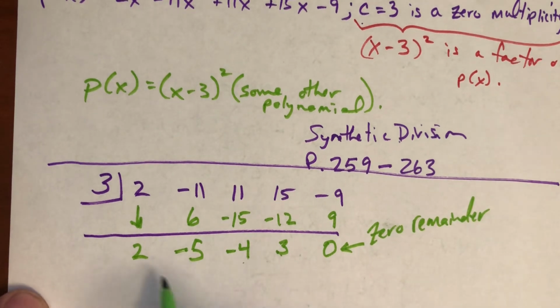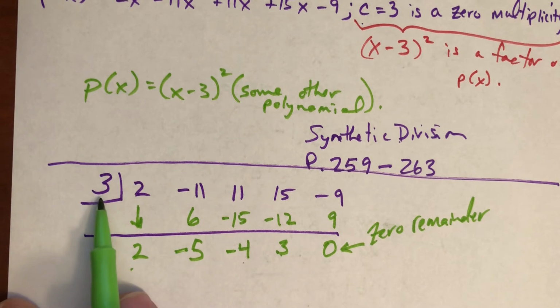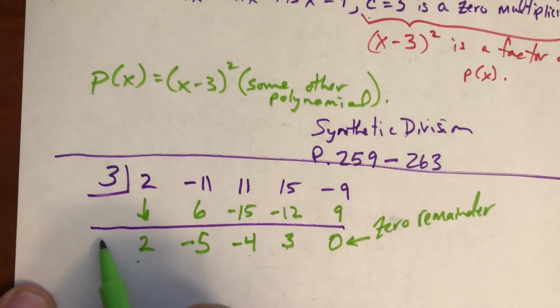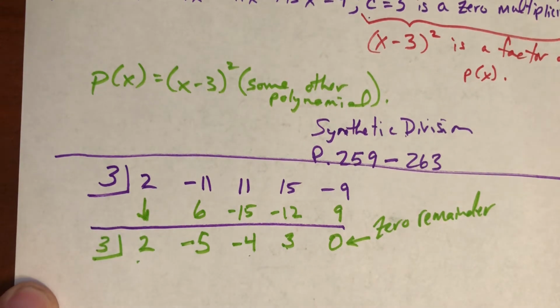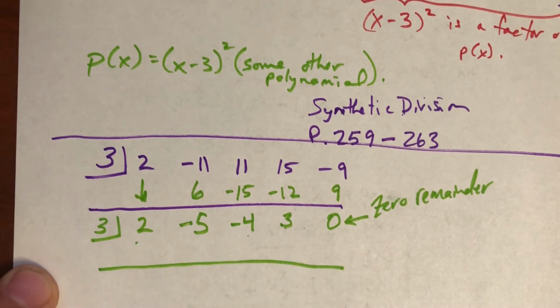Okay, so now this is not what we wanted. We only divided by x minus 3 once. We want to divide by it twice because it's a zero of multiplicity 2. So we can just take our coefficients here and construct ourselves another synthetic division setup, and we can just repeat the process, right?